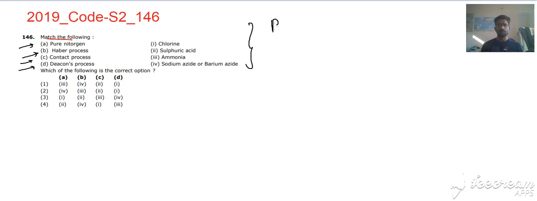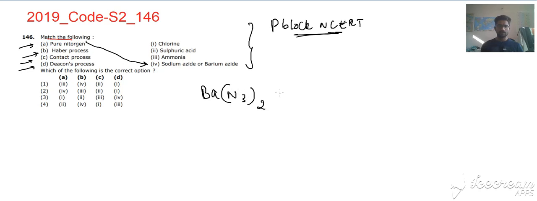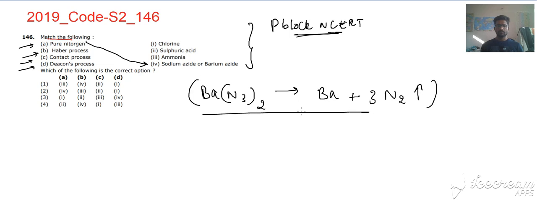All these are given in the p-block chapter of NCERT. You can go through that. However, I will be explaining all the given things here. So pure nitrogen can be formed using sodium azide or barium azide. So the reaction will be like this: Ba(N3)2 gives rise to Ba, which is metal, will be deposited, and N2 gas will be coming out. So azide having three nitrogens will be more unstable, so it goes to form N2 easily, right?